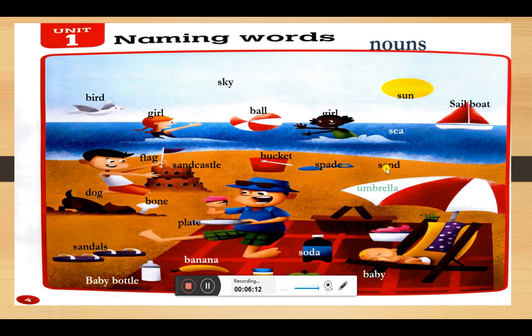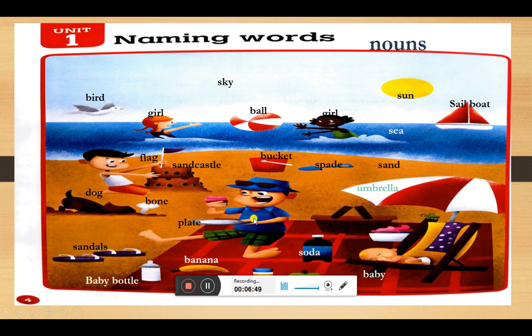And here we have the sand. And we have a boy who is building a sand castle. And at the top of the sand castle we can see a flag. And he's using his bucket and a spade. And here we can see a dog. A dog is digging a hole in the ground to get his bone.